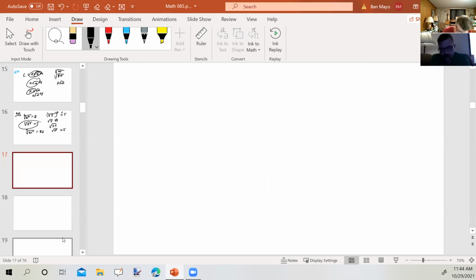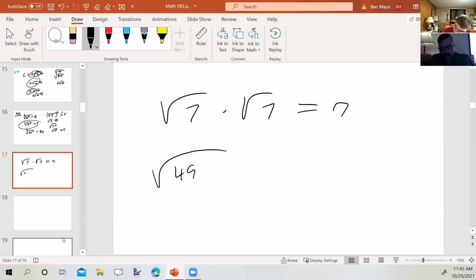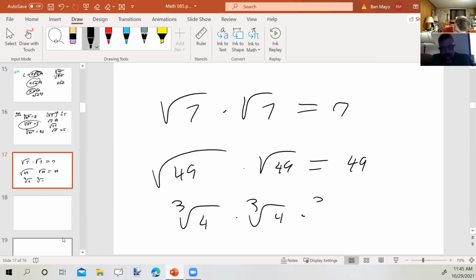So what's the square root of 7 times the square root of 7? It would be 7. What's the square root of 49 times the square root of 49? That would be 49. What's the cube root of 4 times the cube root of 4 times the cube root of 4? Well, that would be 4. Okay, you're good with that? Yep. All right, because we're going to take that to the bank.